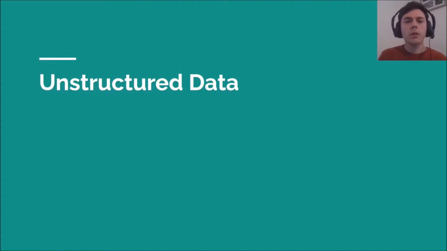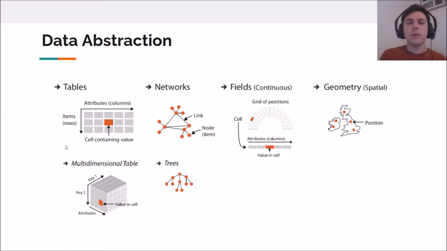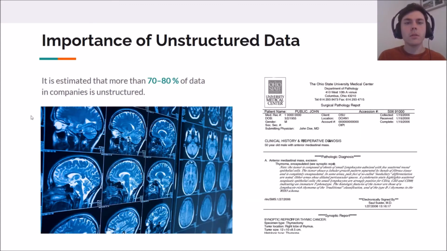Bernhard also asked me to talk a little bit about unstructured data. So far, everything that I've talked about in the data abstraction section and in the section under visualization techniques dealt with structured data. Tabular data, network data, fields, and geometry data is all nicely structured. But what about text and images? And it turns out that this unstructured data is hugely important. It is estimated that about 70 to 80% of all the data in companies is unstructured. In the medical sciences, unstructured data would be imaging data, for example, or textual reports.